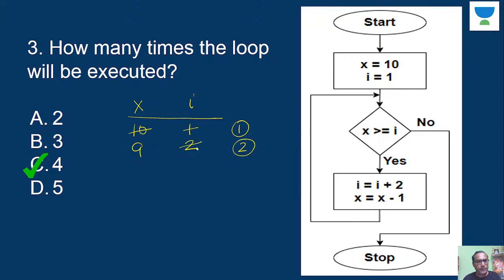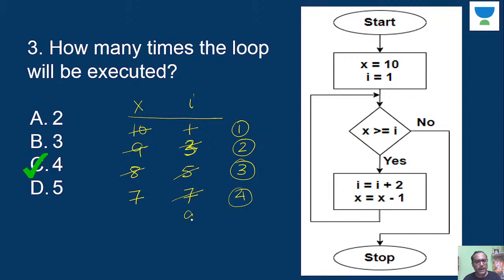I will become 3 here, because I is equal to I plus 2 and x is equal to x minus 1. So now I will become 5 and x will become 8. 8 is greater than or equal to 5, so the third time the loop will be executed. Now I is equal to I plus 2 and x is equal to x minus 1. So 7 is greater than or equal to 7, the fourth time the loop will be executed.